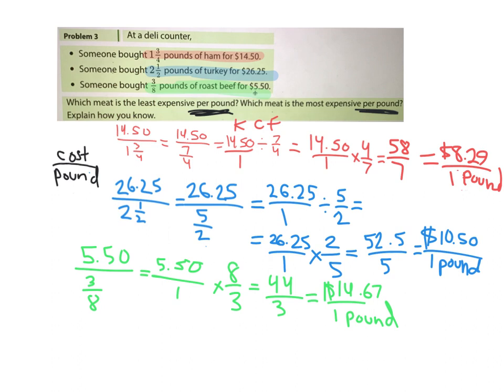So now they ask you, which meat is the least expensive per pound? Well, if you look at it, you know that the red ham is the least expensive per pound, right? And if you look at it again, you're going to see that the green is the most expensive per pound, which is roast beef. So ham is the least expensive, roast beef is the most expensive.